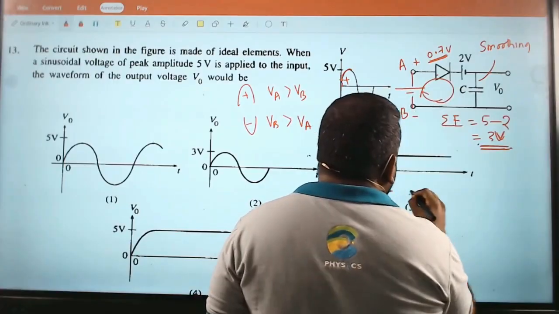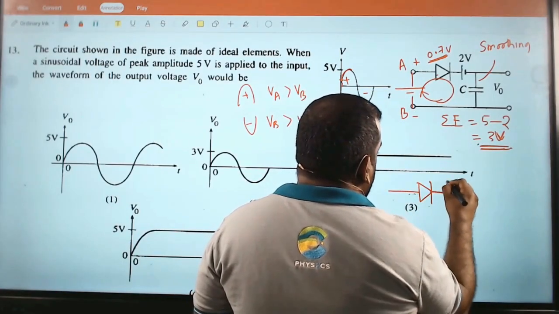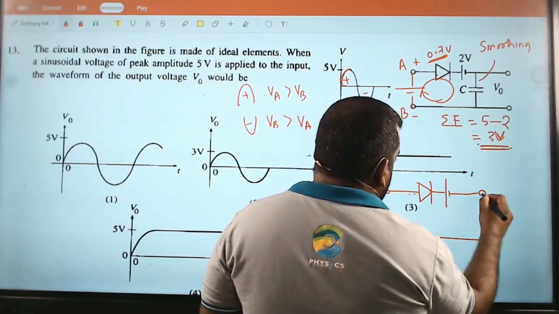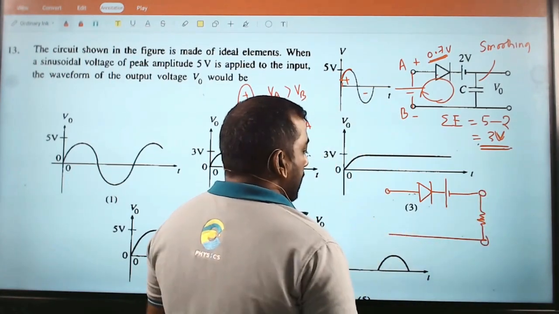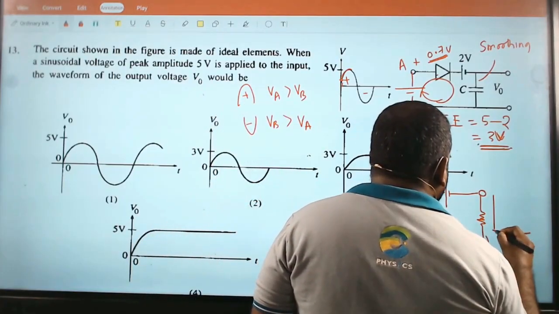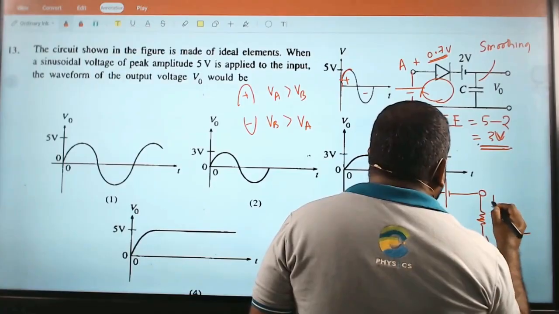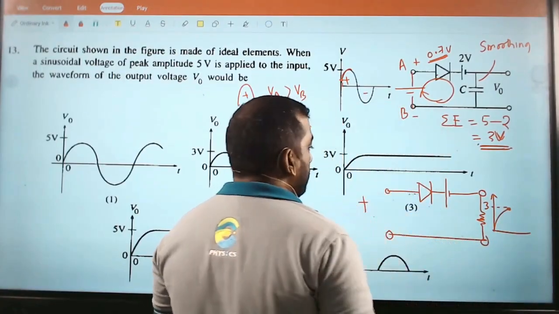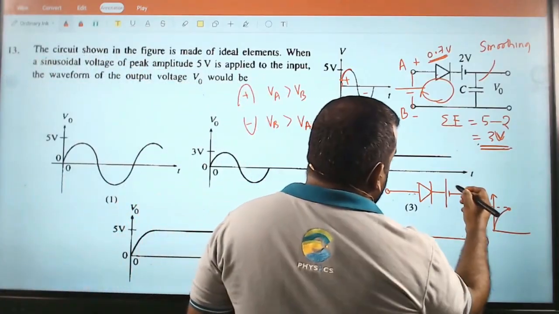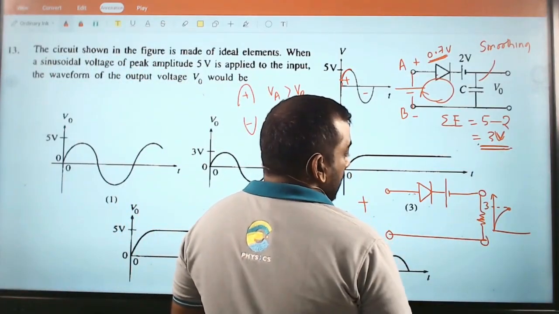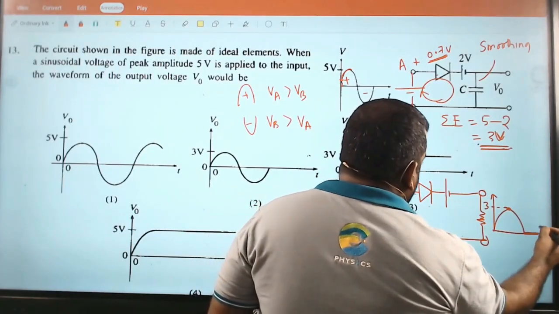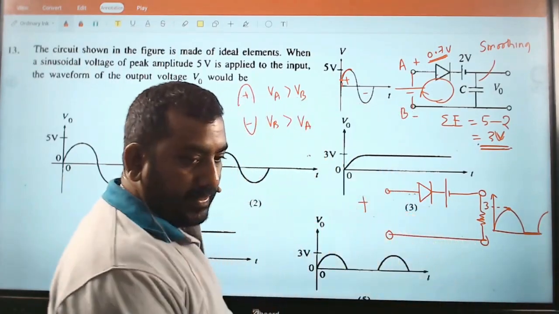So here if I just purely mark it: diode, battery, output. Let's say there is a load resistor here. Positive half, it will increase up to 3 volts. Negative half, no current is passing through, which means it will drop to 0. Again positive half, it will increase. Like that it will go.